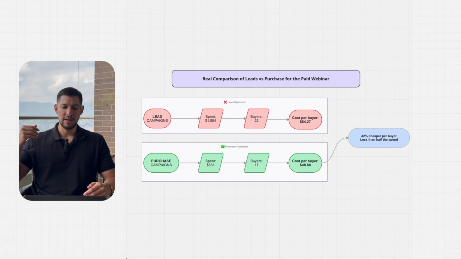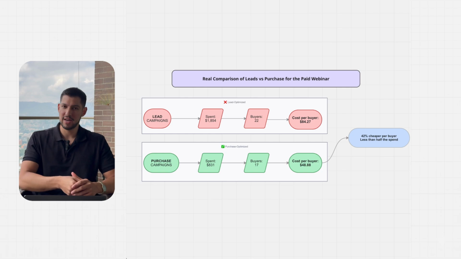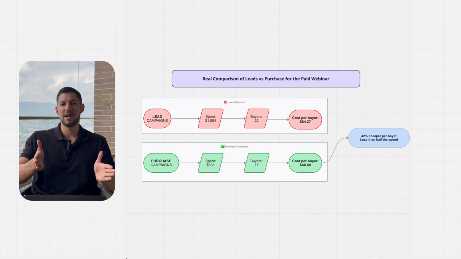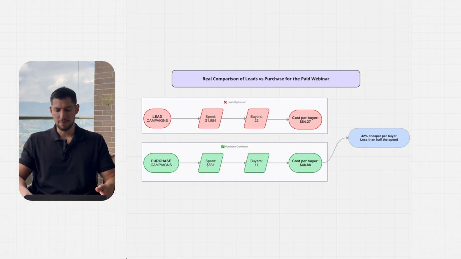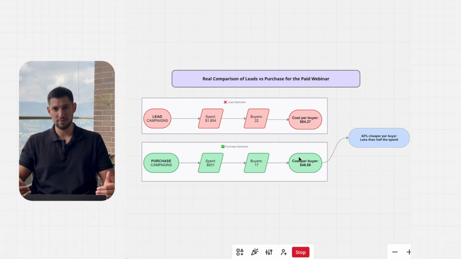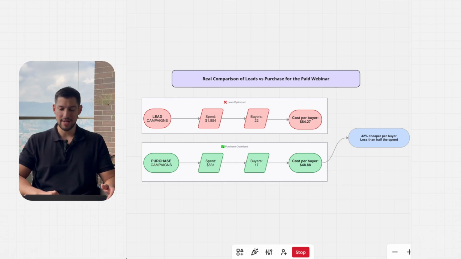As we continue to run this, that cost was going down, because even the purchase campaign originally started at like 100 bucks and 80 bucks. It started going down very fast. So over time, the more you do this, the better. That's the compounding effect I was talking about. That's a huge difference, right? It was nearly 42% cheaper per buyer when we ran the purchase optimized campaign than the lead optimized campaign, and it did it with half the ad spend.